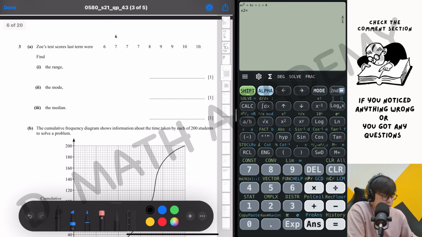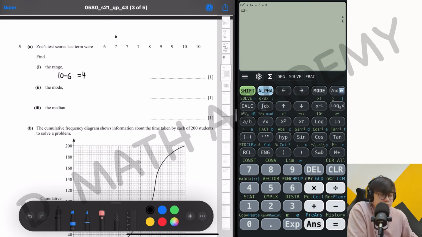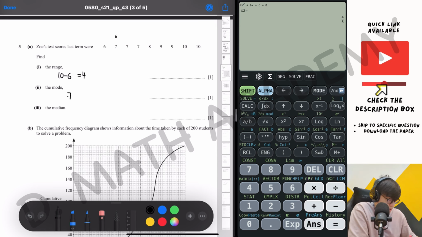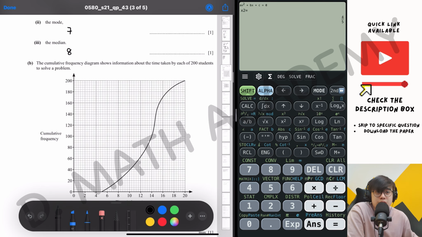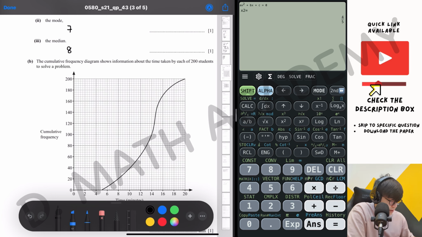Question 3, test scores of the last term were 6, 7, 7, 7, 8, 9, 9, 10, 10. Find the range. The range will be by taking 10 minus 6, and you will get the result as 4. The mode here, the number that repeats the most, will be 7. And the median will be the number at the center, which is 8. So I trace it by cutting them off like this. So that's how you get the 8 as your final answer.